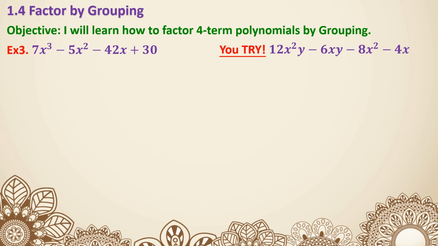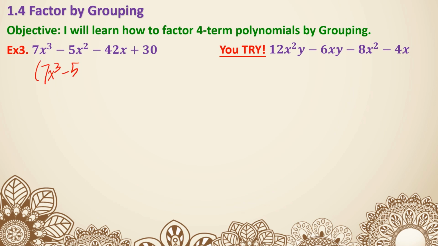Now let's move on to example 3. Same process. Let's look for the GCF first. X cubed, x squared, x, no x. So no variable that's being shared. 7 and 5. Well, they already don't share any numbers, so I don't have a GCF in this case. Let's group them together.